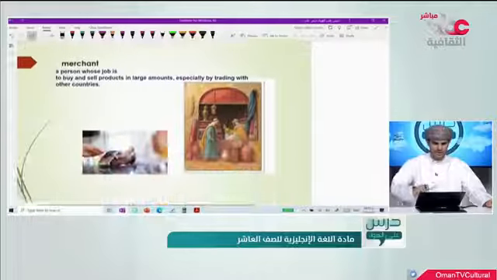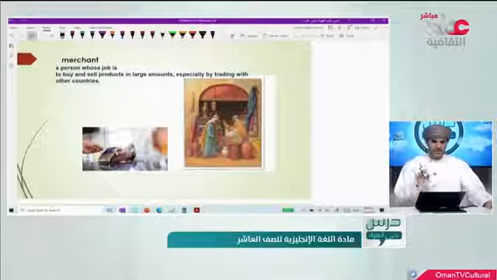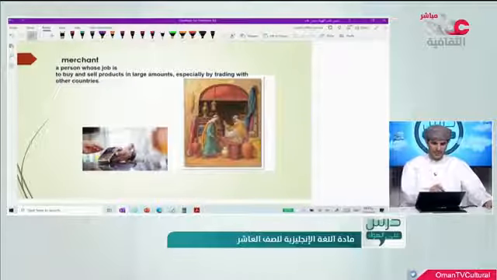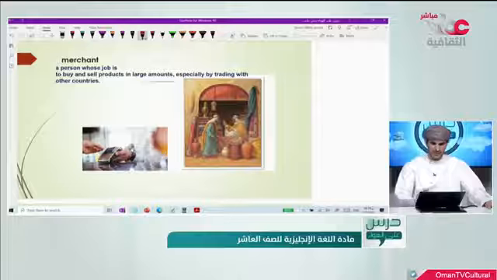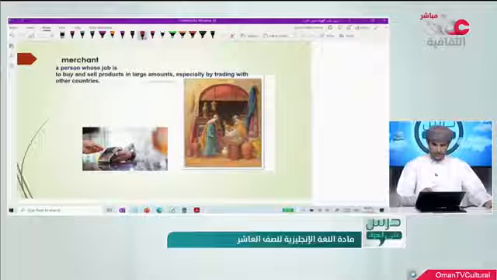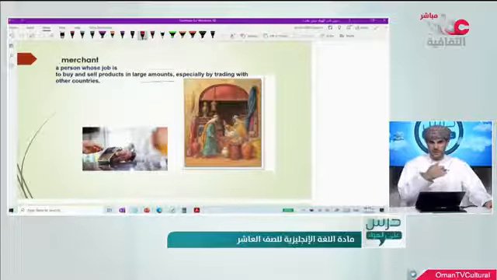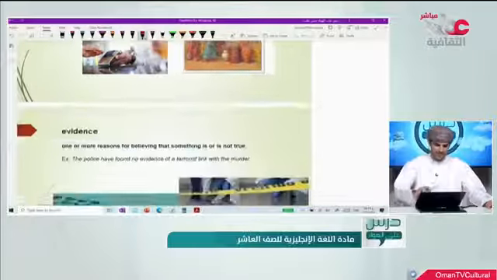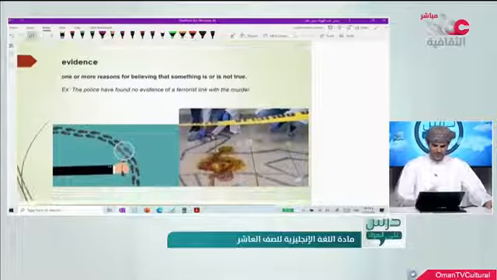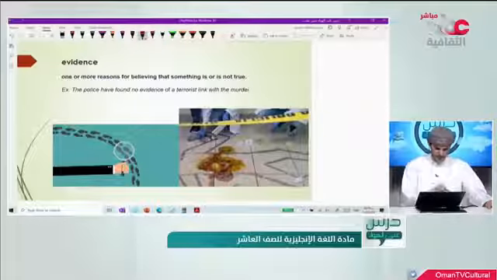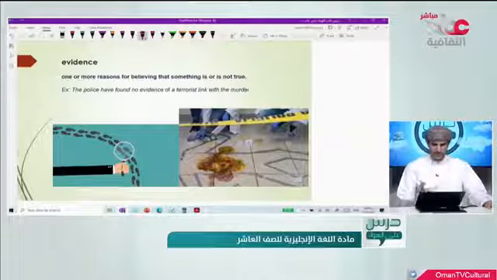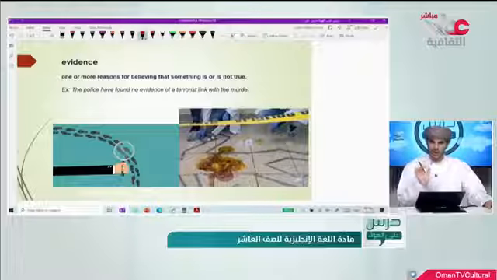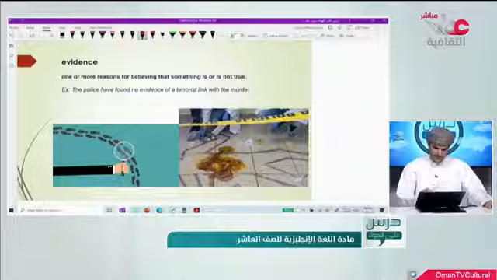Merchant. What's a merchant? It's a person whose job is to buy and sell products in large amounts, especially by trading with other countries. Okay? In the past, nowadays, just by card. Evidence. As you can see here, there's evidence for food. So one or more reasons for believing that something is or is not true. It's evidence or a clue. Look here at this police trying to find out some evidence.